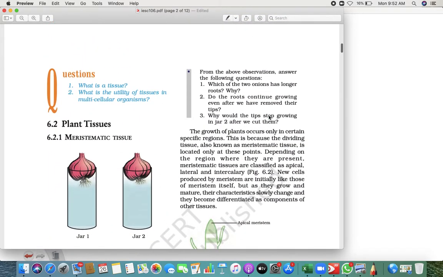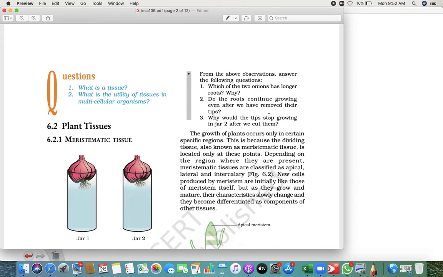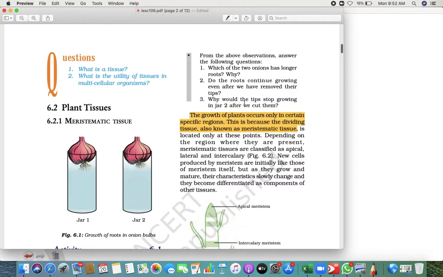Then we saw that the growth of the plant occurs only in certain specific regions, right? This is because of the dividing tissue known as meristematic tissue. You know the plant is growing, increasing in height and size, even the roots are increasing, the flowers get developed, and the leaves are getting bigger. All this is multiplying and increasing because of meristematic tissue, exactly. The growth of plants occurs in specific regions, depending on where the meristematic tissue is located.